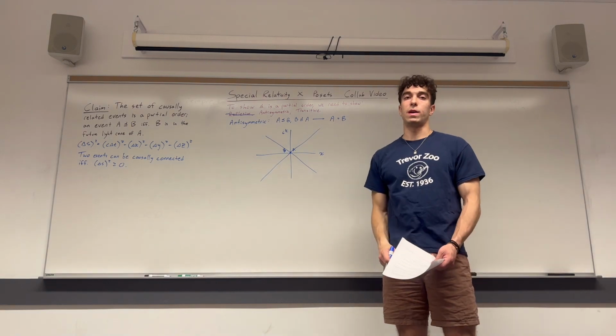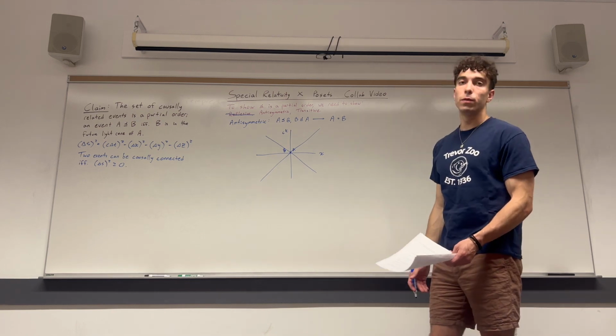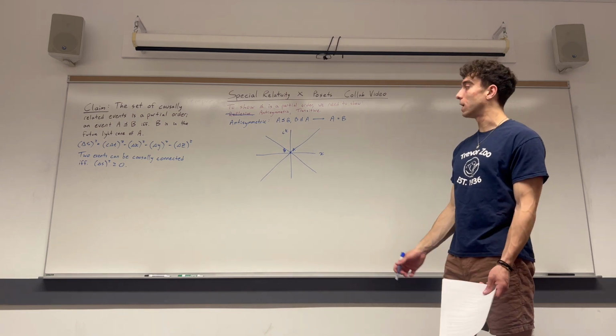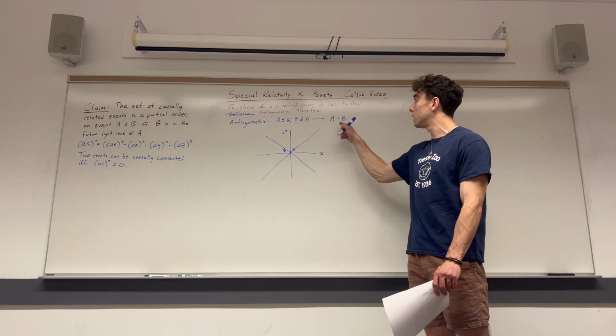And if we have two events that happen at the exact same place in the exact same time, by the way that special relativity is defined in this context, they have to be the same event. Therefore, A and B are the same event, and A equals B.